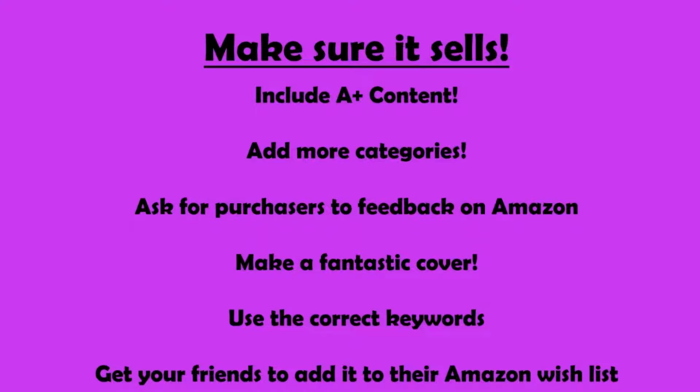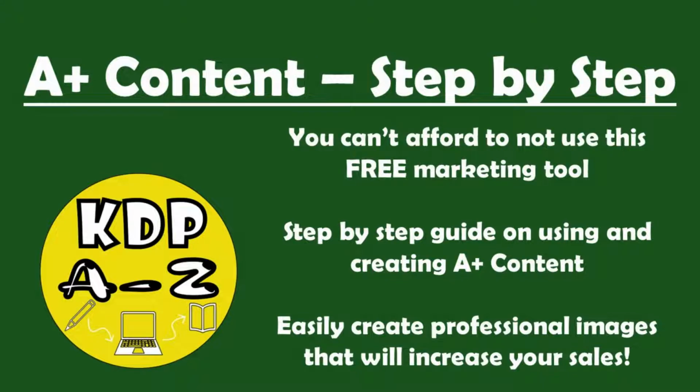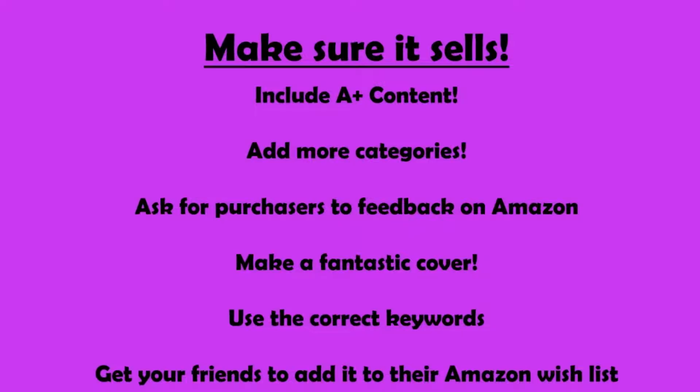Finally, I just wanted to talk to you about making sure that it sells. Now, make sure you do include the A+ content. If you've not seen how to do this, or you don't know what it is, I have made a video about how to do this. Add more categories as well. You don't have to just have 2 categories. You can have up to 10.